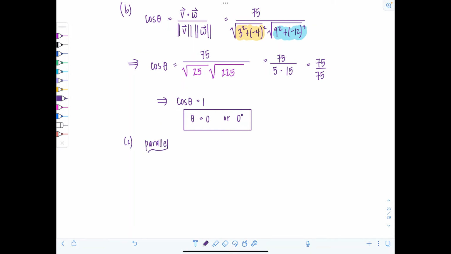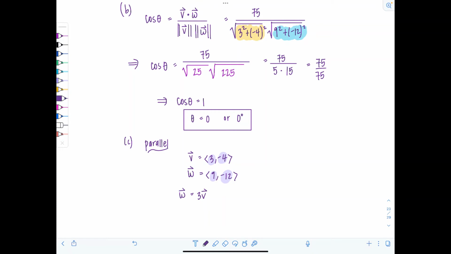Okay, and you actually could have seen that from the get-go, because remember, V was the vector 3, -4, W was the vector 9, negative 12. And check it out. To get from V to W, all you would need to do is multiply each of the components by 3, right? So we could write W equals 3V. And since they're scalar multiples of each other, bing, bing, boom, you say that they're parallel.